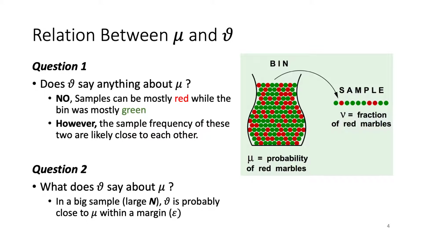Also, we mentioned roughly that if you have a big sample, so n goes towards infinity, v will probably be close to mu within a margin epsilon. So now in this session, we're going to talk about how we're going to quantitatively define this margin and how we're going to relate these two. So we're going to talk about mostly two inequalities. One is Hoeffding's inequality. The other one is by the Russian scientist, Chebyshev's inequality.